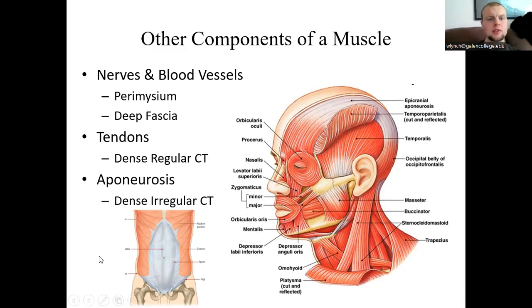Finally, we have an aponeurosis. Aponeurosis is a connective tissue sheath. So such as this connective tissue sheath over the rectus abdominis, we see an aponeurosis or dense irregular connective tissue.